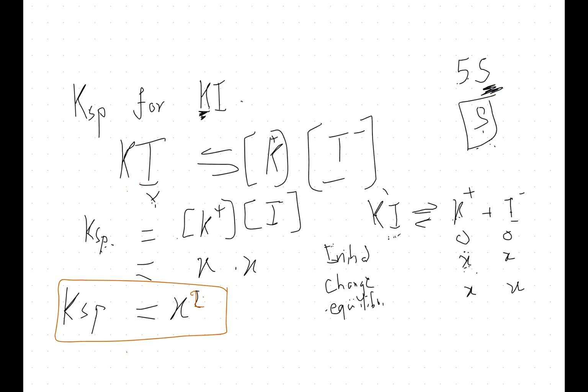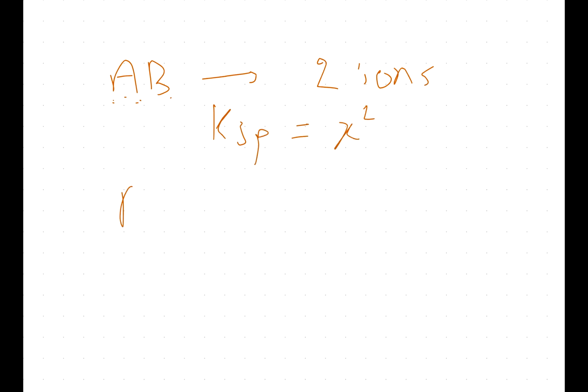Okay, look here. If I have compound AB, this means 2 ions. Okay? Is this right? 1A and 1B. So my KSP equals x². When I have A2B or AB2, I don't care, just the 3 ions.